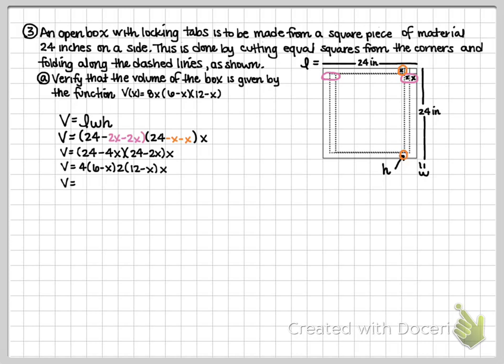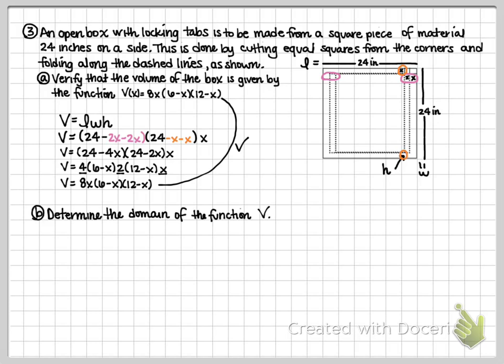All right, now from here, I'm just going to take those guys that have all been pulled out of the parentheses and put them all together. So 4 times 2 times X, that's going to give me an 8X. And then 6 minus X, and 12 minus X. And compare this to what they want me to prove that it is, and they match. This is good. Okay, so there's my volume. Now let's take a look at part B.